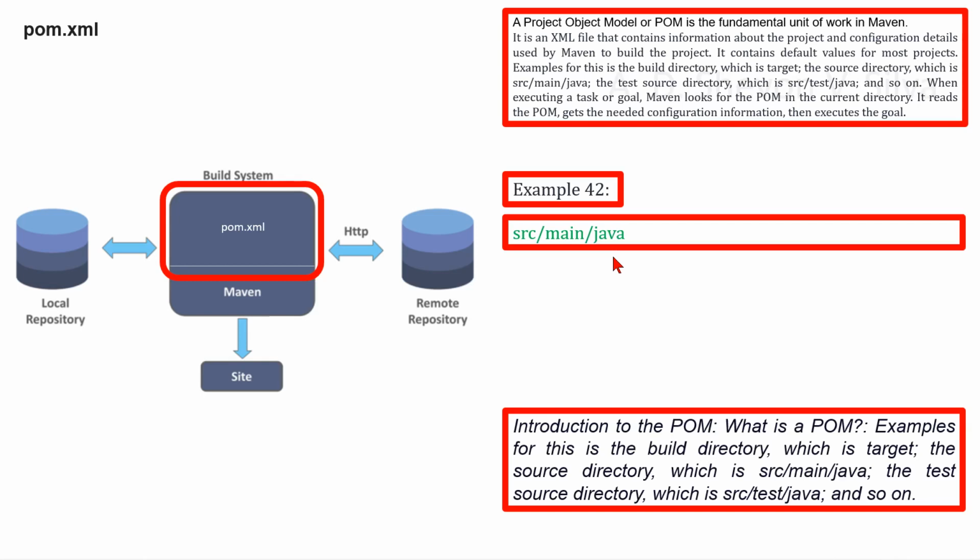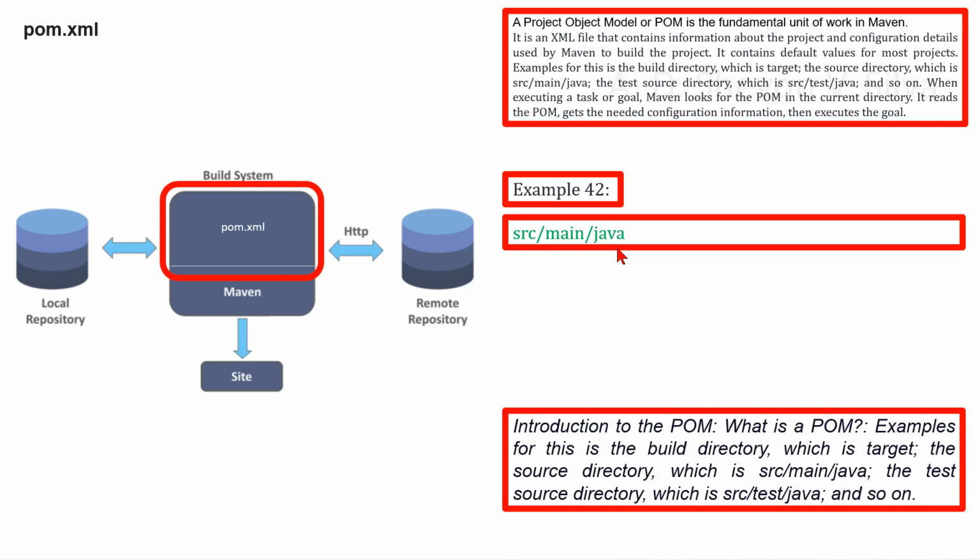A project object model, or POM, is a fundamental unit of work in Maven. It is an XML file that contains information about the project and configuration details used by Maven to build the project. It contains default values for most projects. Examples are the build directory, which is target, the source directory, which is src/main/java, and the test directory, which is src/test/java, and so on.